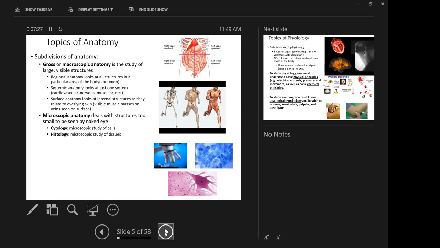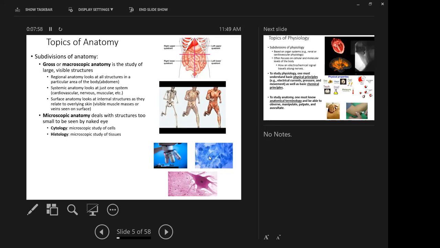Now, if we want to go a little lower and more detailed, we go microscopic. We can look at the cells. Over here, we can use a microscope. We'll talk all about the microscope in lab on Monday, but the microscope will enable us to see things at the cellular level.